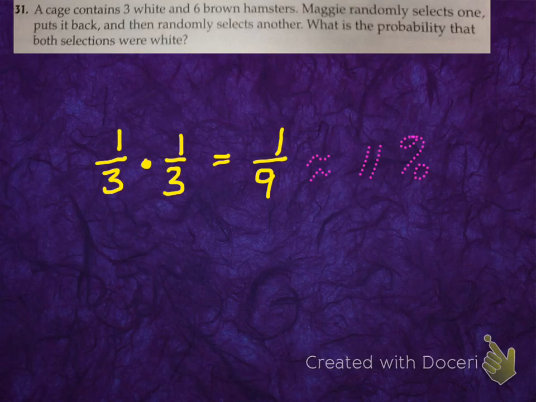Answer: I get 1/9, which is around 11%. I changed my probabilities to 1/3. You could have written them as 3/9. That's okay. Mine just looks cooler. 1/3 times 1/3, which is 1/9.